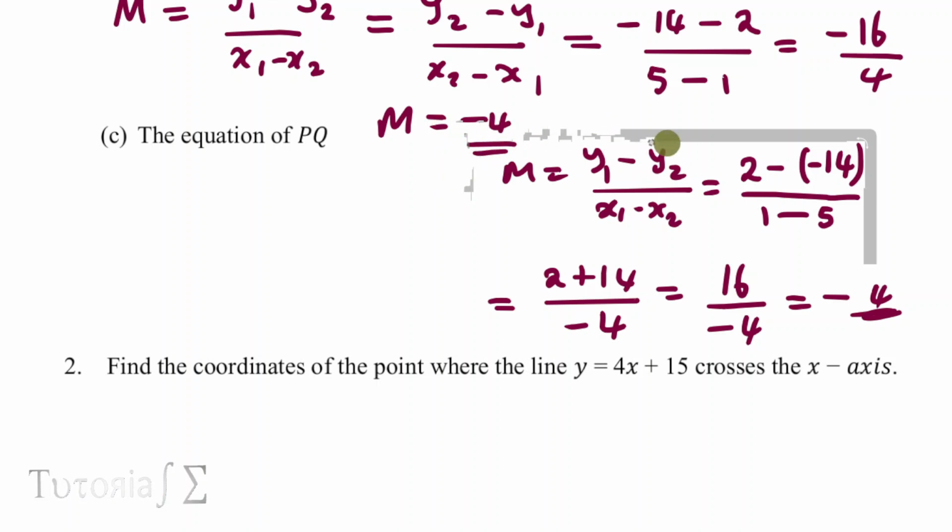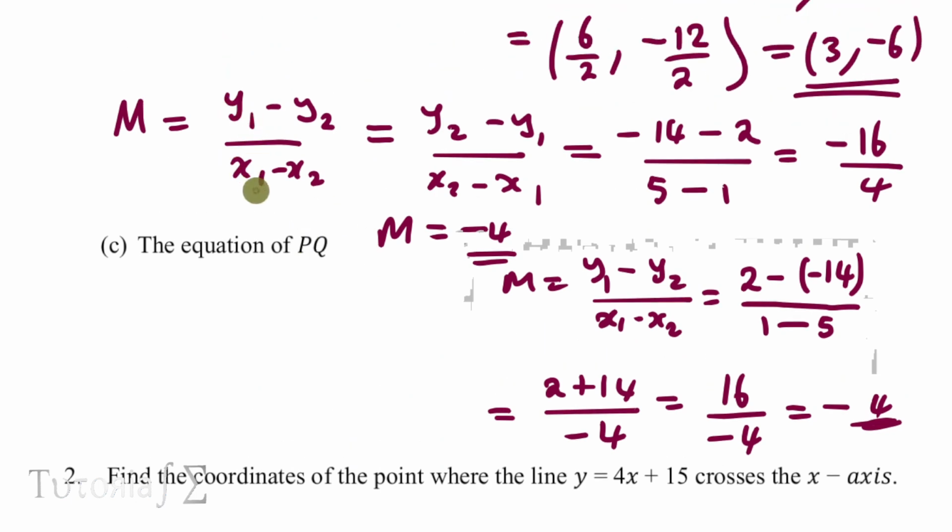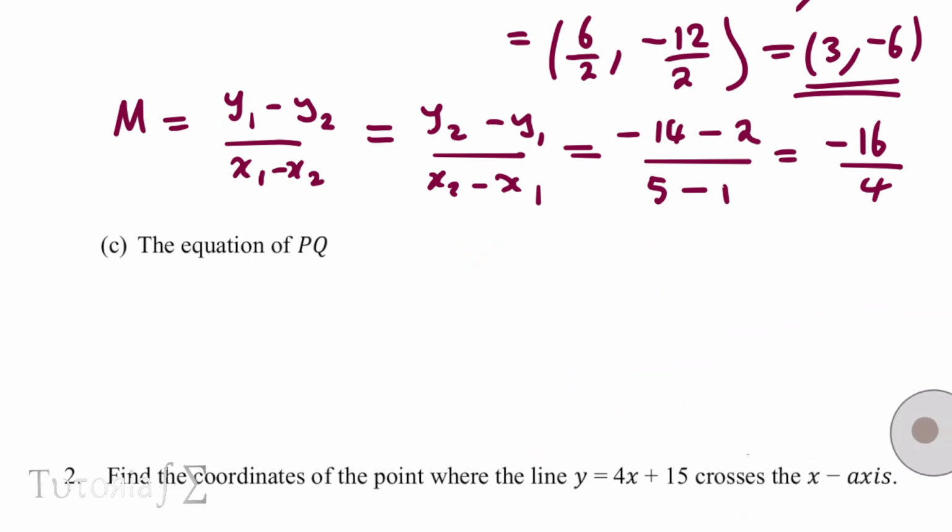So there is not much difference which formula you use, as long as you maintain, if you start with 1 here, meaning down here it should be 1, if you start with 2, and so on and so forth. So that is about the gradient. Then now we come to the equation of PQ. So the equation should look like y is equals to mx plus c.